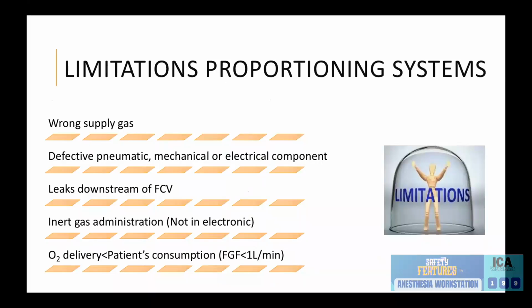Are they foolproof? Even they are not foolproof, because if you're supplying the wrong gas, if any one part of the pneumatic, mechanical, or electrical component is damaged, or if there is any leak downstream of the flow control valve, or if you're giving some gas other than oxygen nitrous, or if you're using very low flows, say you're using metabolic flow rates 0.35, or using minimal flow rates 500 mL per minute. In that case, what happens is that the patient consumption is more than the oxygen delivery. So you can still end up giving a hypoxic mixture. So please, whenever you're giving low flow anesthesia, read about low flow anesthesia, how much time you have to give at 4 to 6 liters per minute before you can directly jump onto lower flow rates, right?